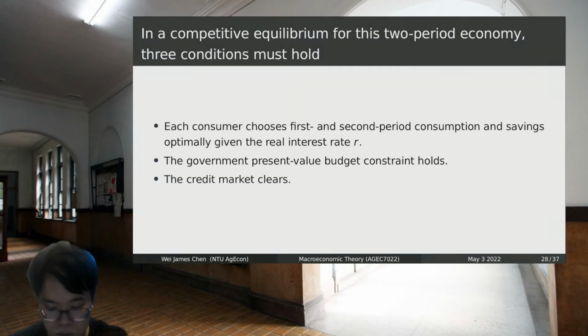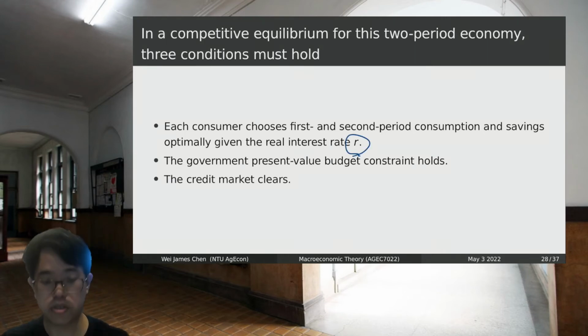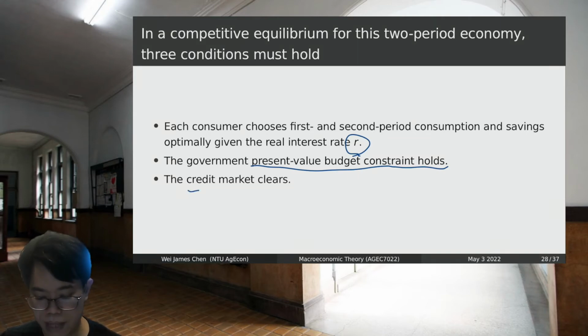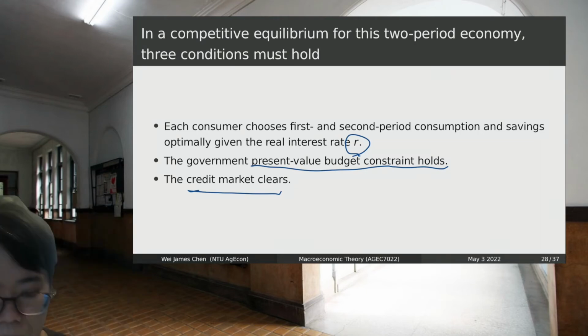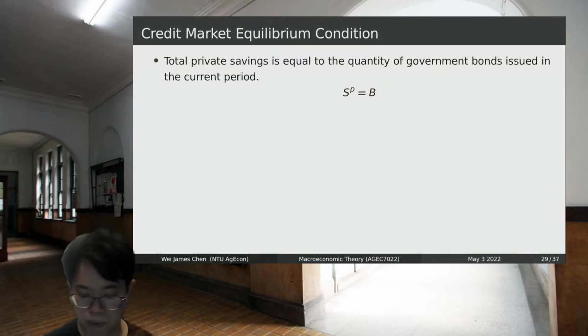Okay, so in this model, the CE, there are 3 things that must hold. One is that each consumer chooses first and second period consumption and saving optimally given the real interest rate R. So basically, the consumer is maximizing utility. For the government, the present value budget constraint must hold. And then the credit market must clear. The only piece that I haven't talked about is the credit market, right? So what do I mean by the credit market must clear?